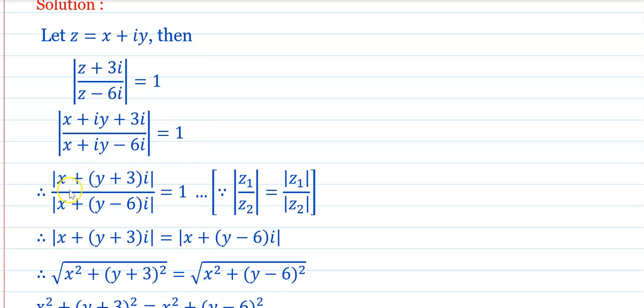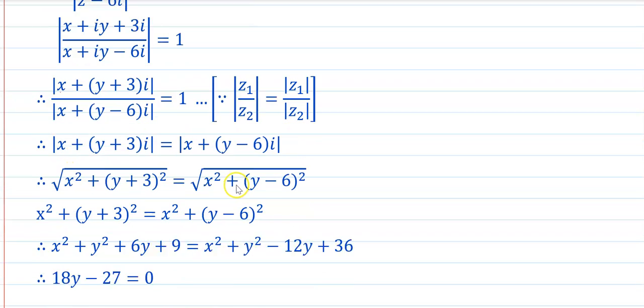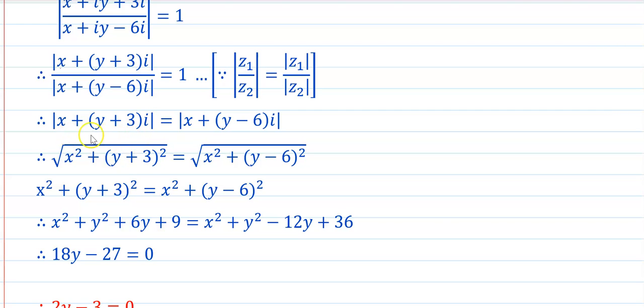Now collect the real part and imaginary part. The real part is only x, and the imaginary part is (y plus 3)i upon x plus (y minus 6)i, and that equals 1. Since it is divided, it will be multiplied on the other side. Now taking the mod, the value of the mod of x plus (y plus 3)i is the square root of x squared plus (y plus 3) squared, and the other side is the square root of x squared plus (y minus 6) squared.